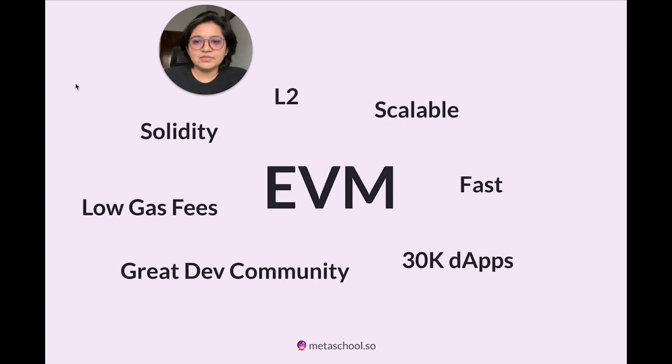It is EVM compliant. It has very low gas fees, which means that you can make a transaction without spending a lot of money. It has a great developer community, and lastly, the developer ecosystem of Polygon is so amazing right now as we speak. More than 30,000 decentralized applications have been shipped on top of the Polygon chain. So that is why we absolutely love the Polygon blockchain. We love the Polygon ecosystem.